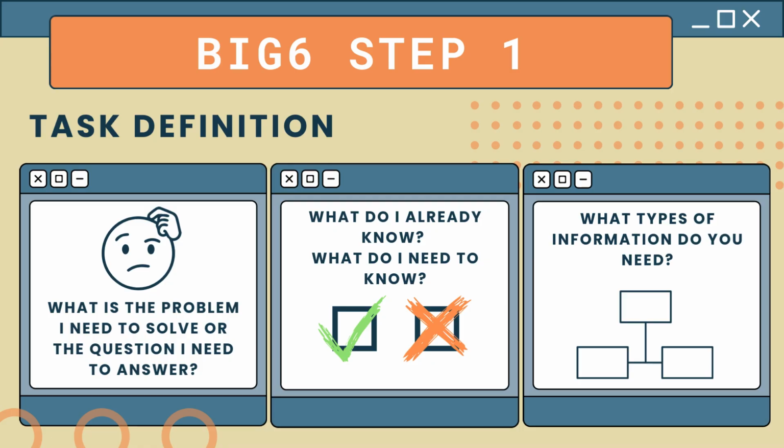All right, so in the first step of the Big 6, you are defining your task. You are thinking through, what is the problem I need to solve or the question I need to answer? What am I focused on? And then you're going to think about, what do you already know about this topic and what do you still need to learn? And then that will lead you to, what types of information do you need?